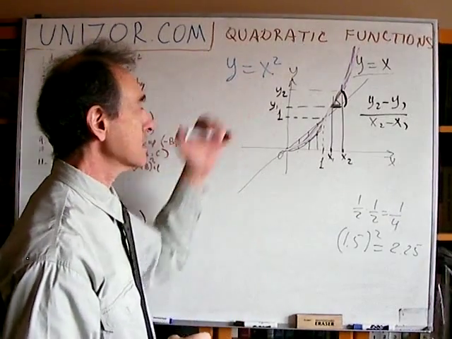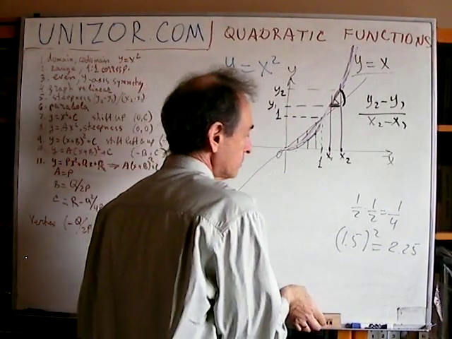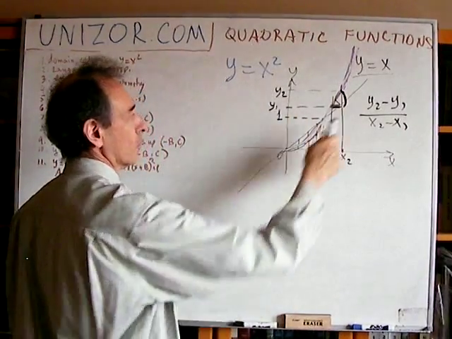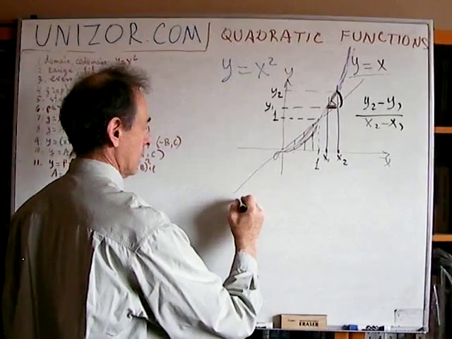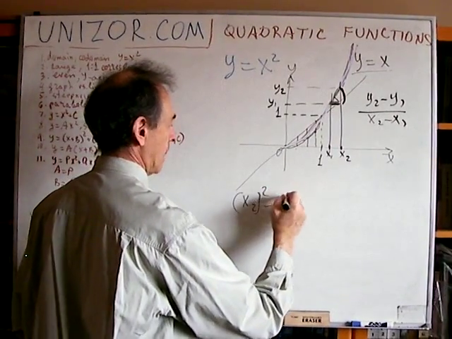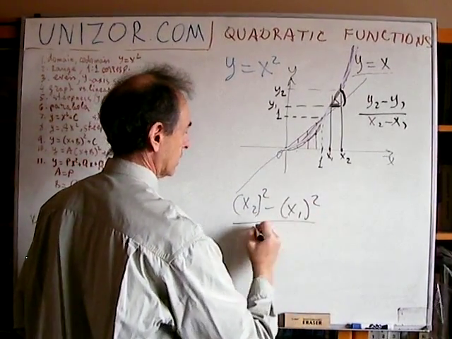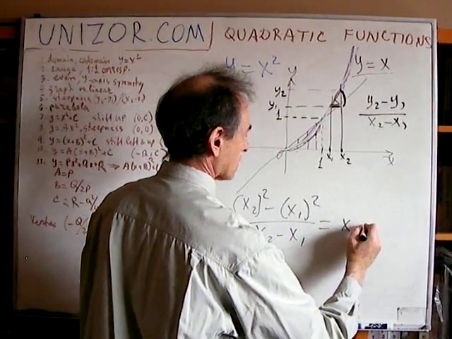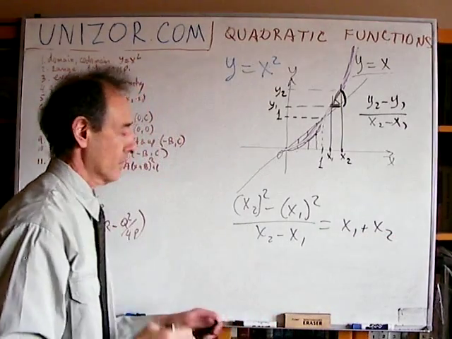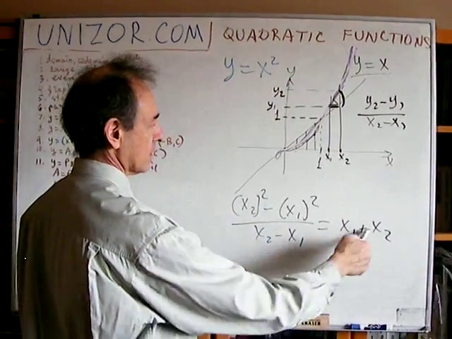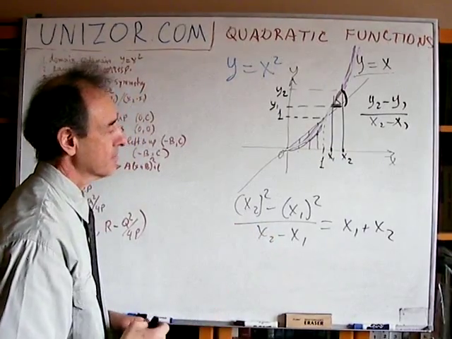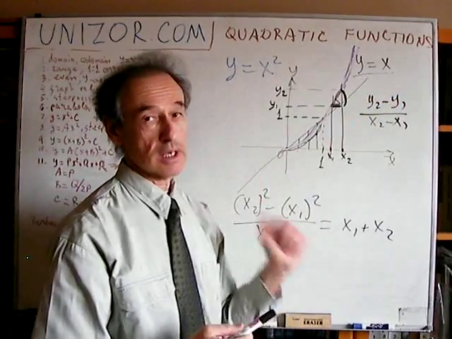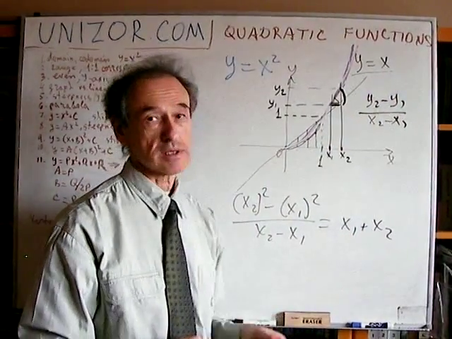Now, how about this function? Well, that's not the same, obviously. If you take y2 minus y1, which is x2 squared minus x1 squared, divided by x2 minus x1, as we know, this is equal to x1 plus x2. For those who don't believe it, you can multiply this by this and you will get this. So this is actually not a constant like in this particular case. It's a variable which depends on x1 and x2.